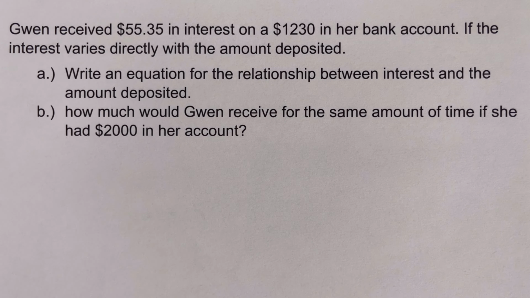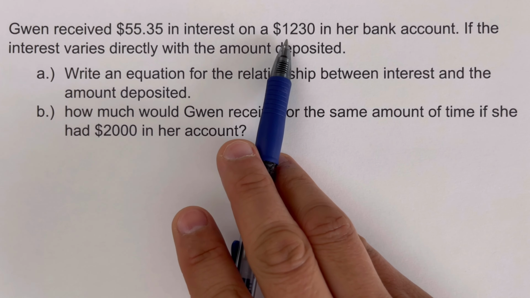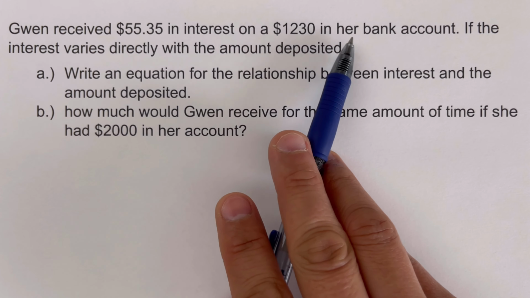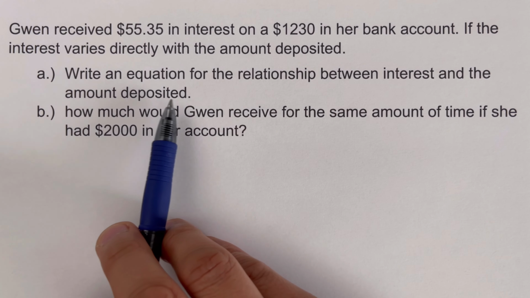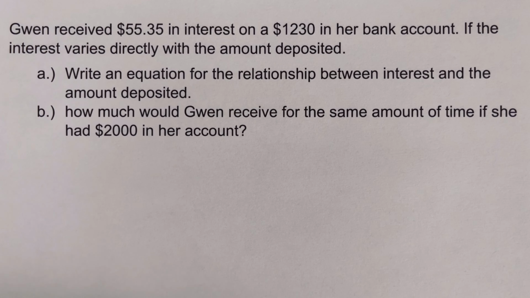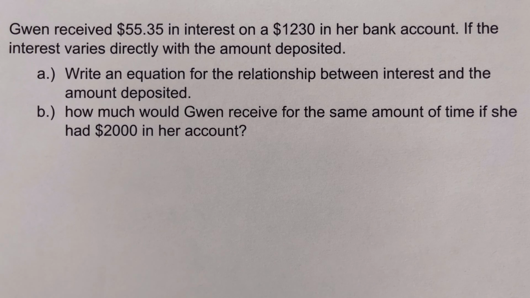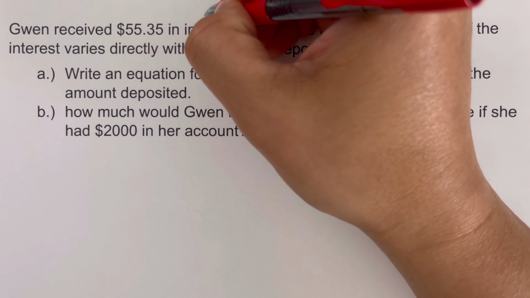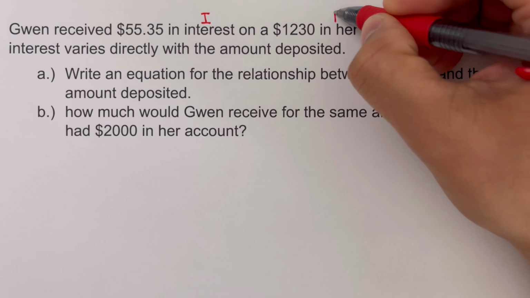Okay, so let's go over the problem here. Gwen received $55.35 in interest on a $1,230 deposit in her bank account. If the interest varies directly with the amount deposited, write the equation of the relationship between the interest and the amount deposited. And how much would Gwen receive for the same amount of time if she had $2,000 in her account? So we're going to assign variables here. Again, we can use X and Y, but I'm going to use different letters here. Let's use I for the interest, and then we're going to use the deposit as letter D.